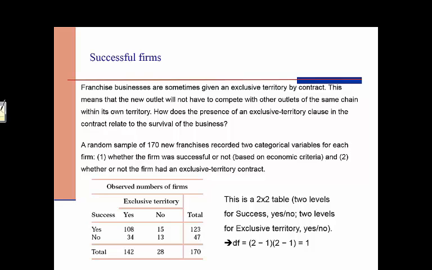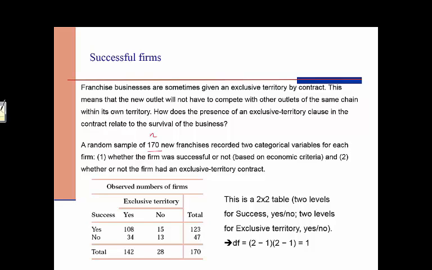Franchise businesses are sometimes given exclusive territory by contract. This means that new outlet will not have to compete with other outlets of the same chain within its own territory. How does the presence of an exclusive territory clause in the contract relate to the survival of a business? You take 170 samples, okay? So n equals 170.